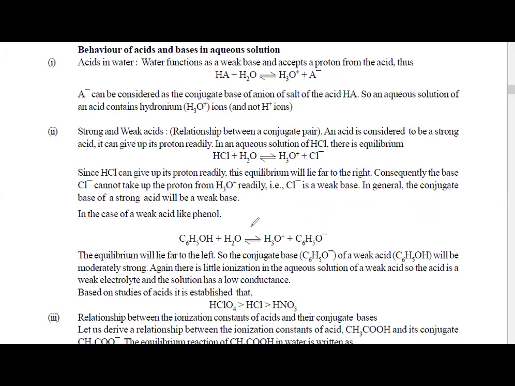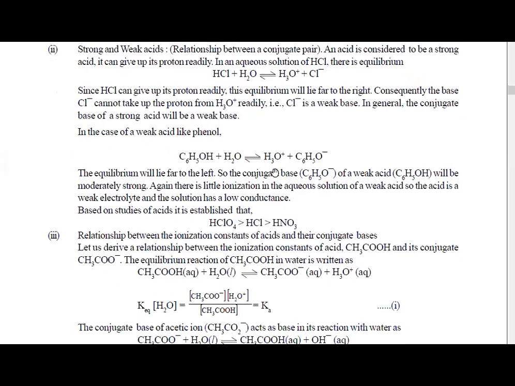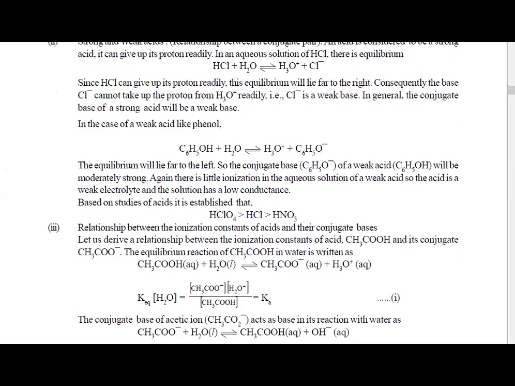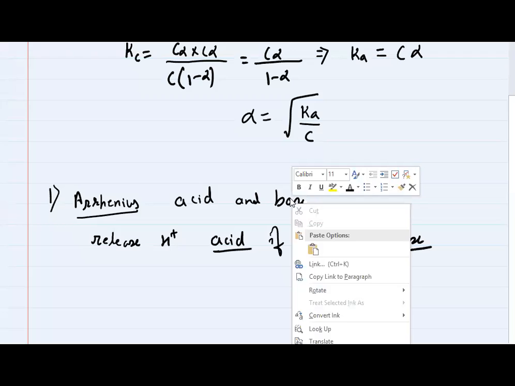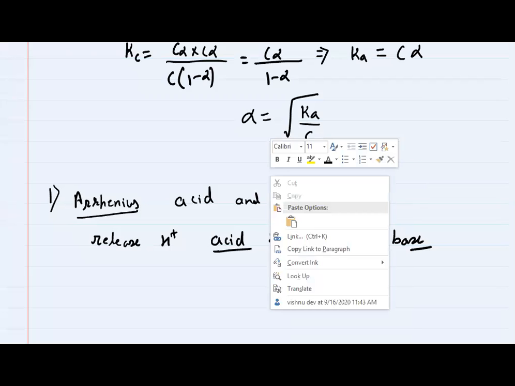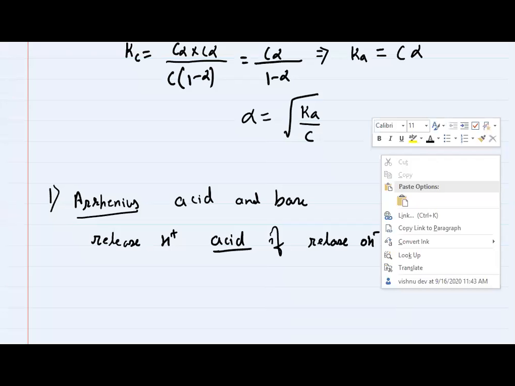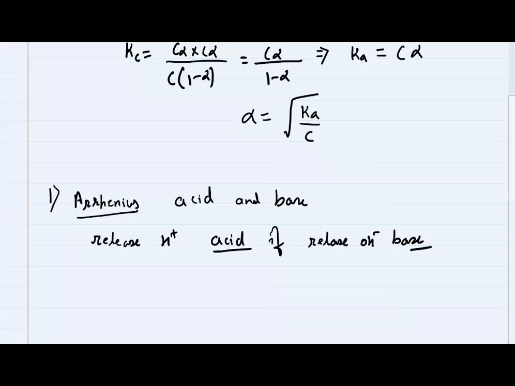So till this point we have studied in last class. If we make a mind map of what we have studied and what we have to study, we can make it like this.